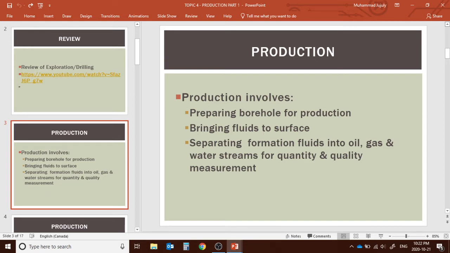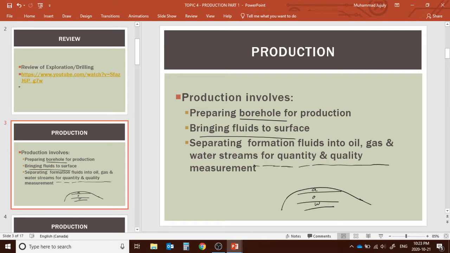Now let's talk about production. What does production actually involve? Production involves preparing the borehole. Remember the keywords: preparing the borehole for production, bringing the fluids to the surface. For instance, this is the reservoir. We have gas, oil, and water, and here is the surface. So we have to take this oil or gas to the surface.